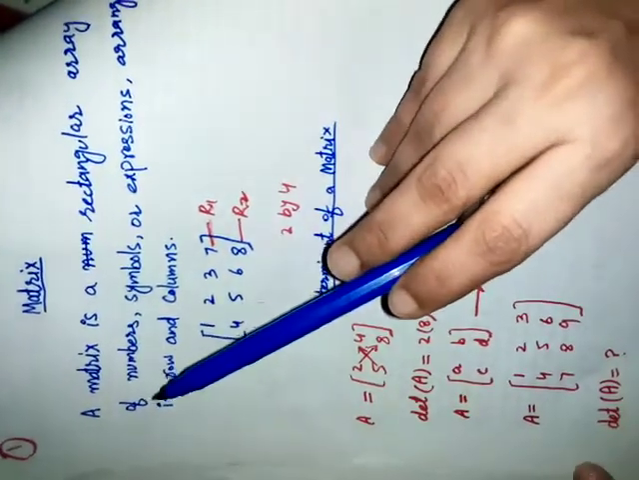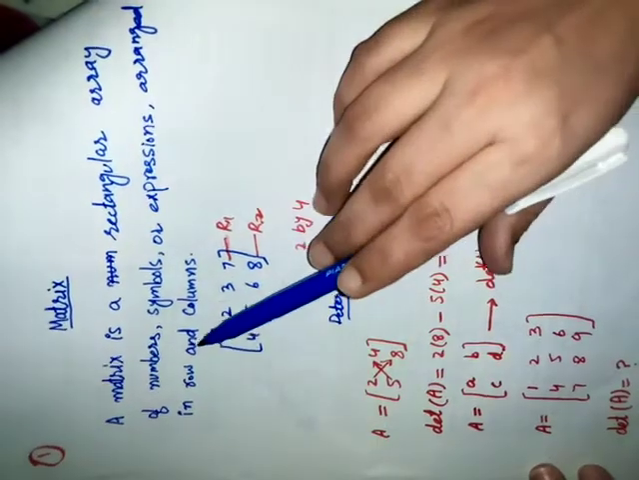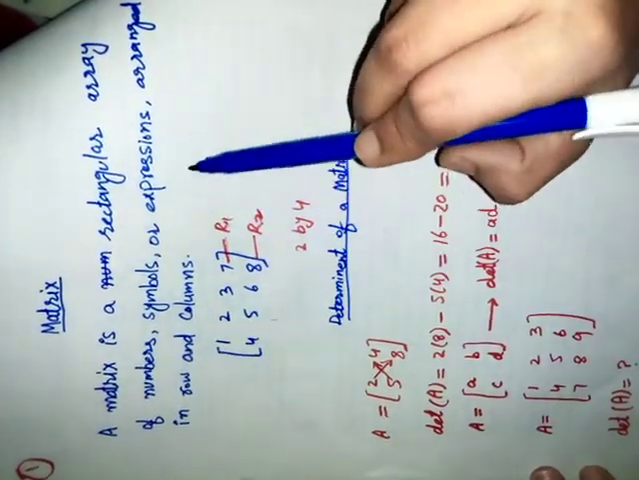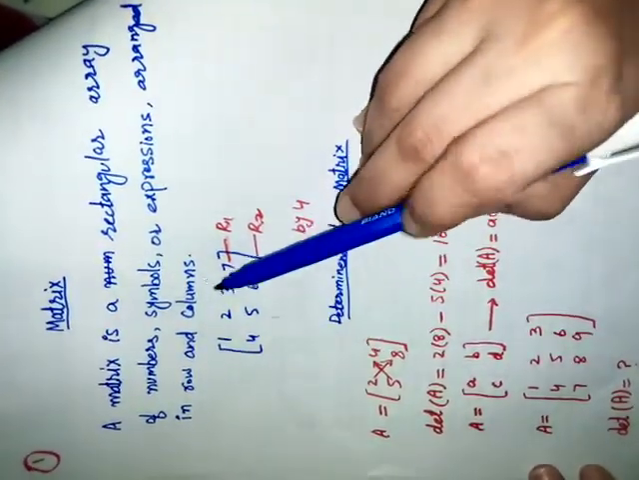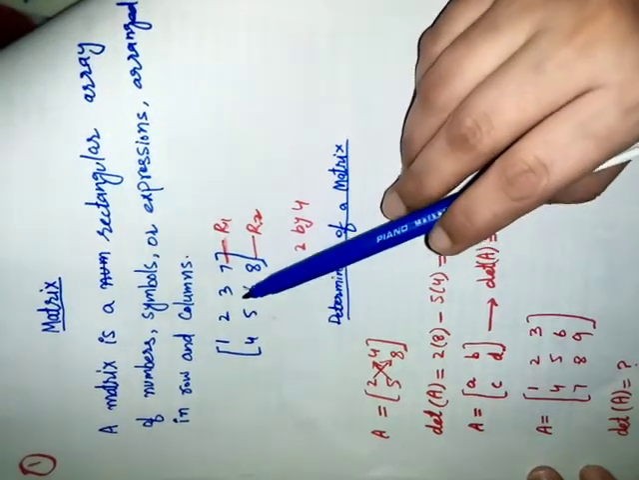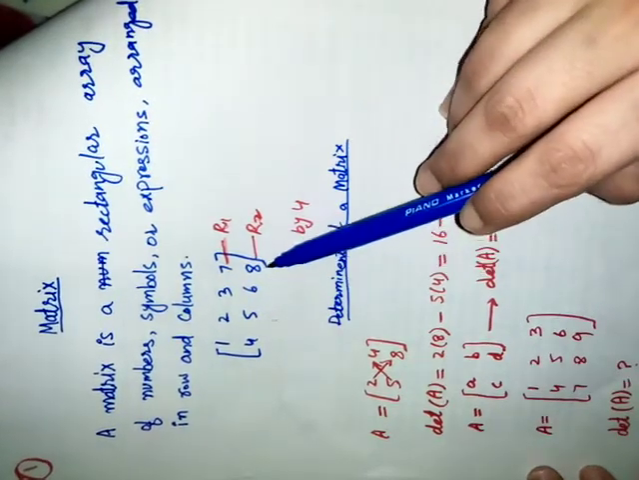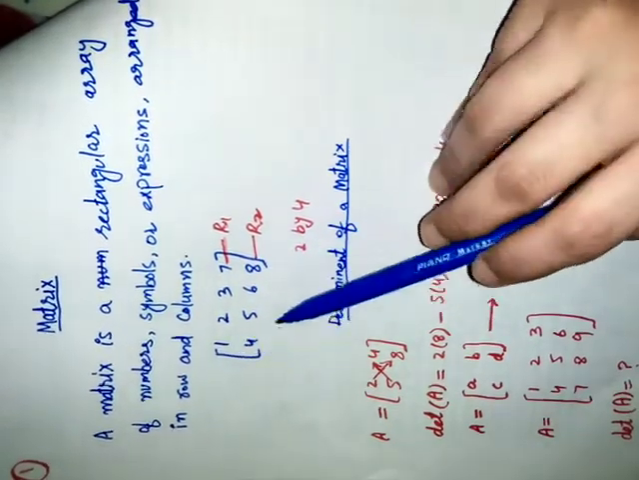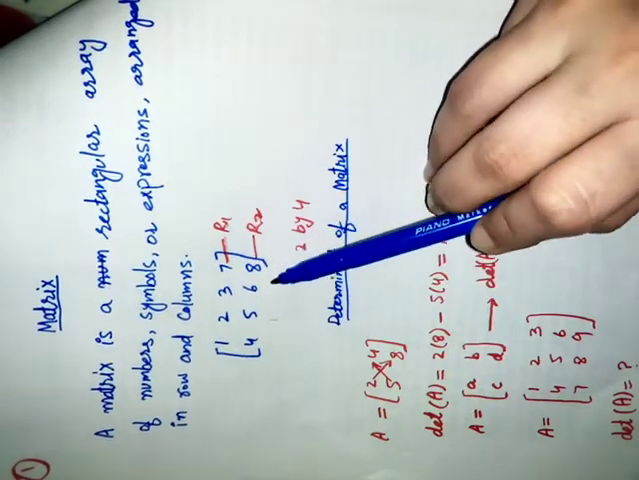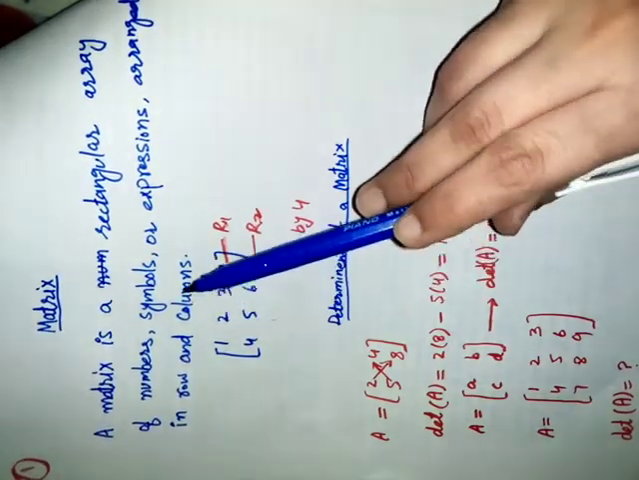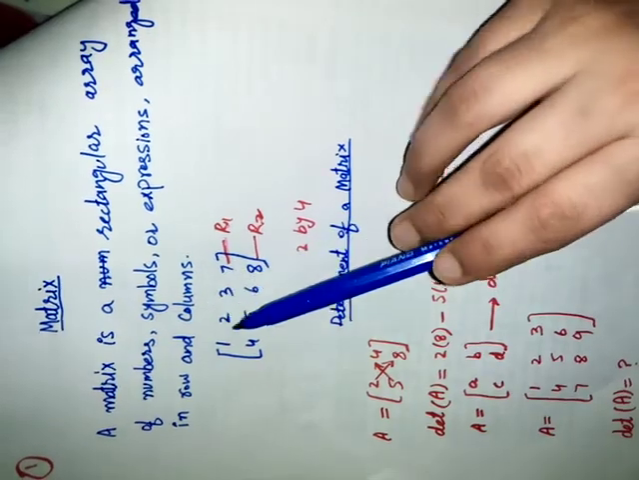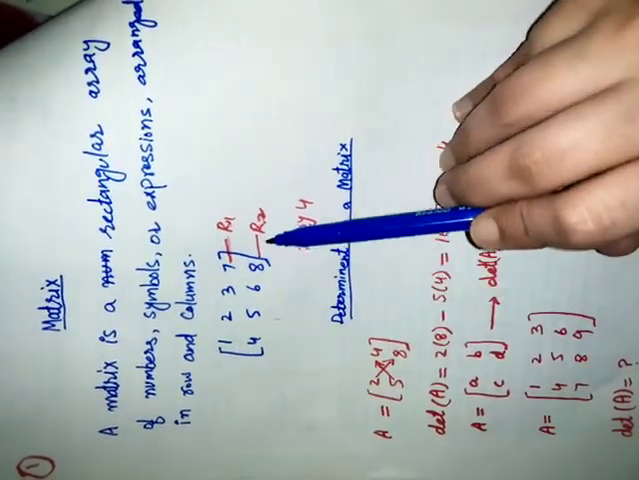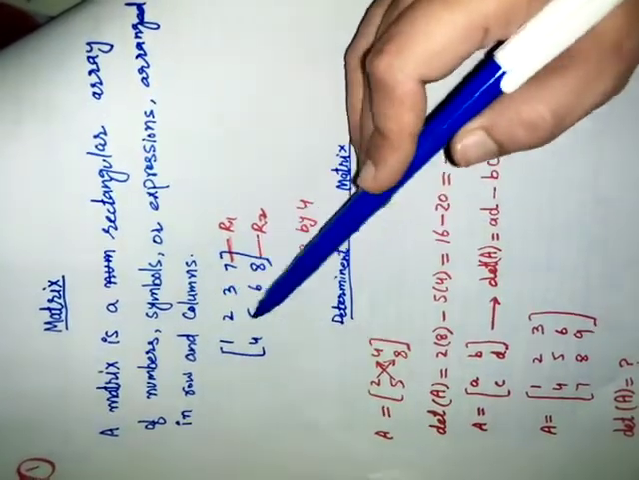What is a matrix? A matrix is a rectangular array of numbers, symbols or expressions arranged in rows and columns. For example, if we have the numbers 1, 2, 3, 7, 4, 5, 6, 8 arranged in a rectangular array of brackets, then this is said to be a matrix. Here horizontal lines are said to be rows and vertical lines are said to be columns.